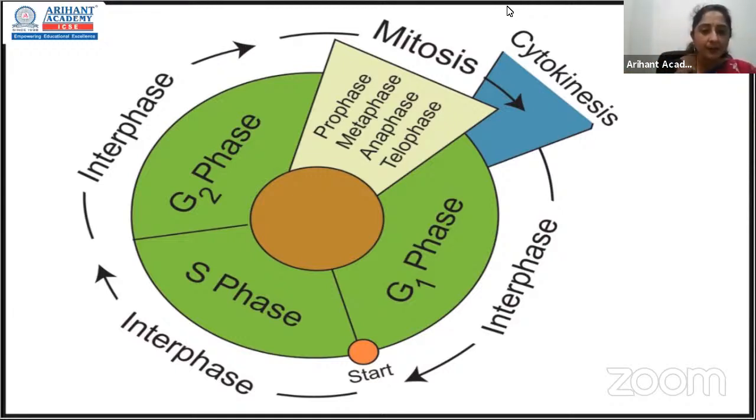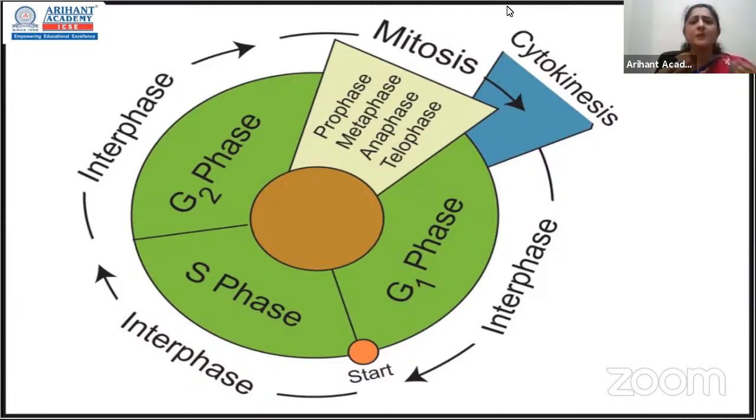Can you see that start button over there? That start is a phase during which some of the cells permanently pass into the resting phase. Like neurons, like the cardiac cells of your heart, they are not meant to divide. You're born with them and you have to live with them till the day of your death. So they permanently pass into the resting phase.